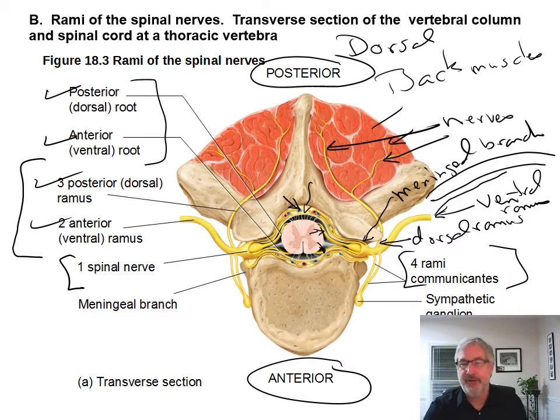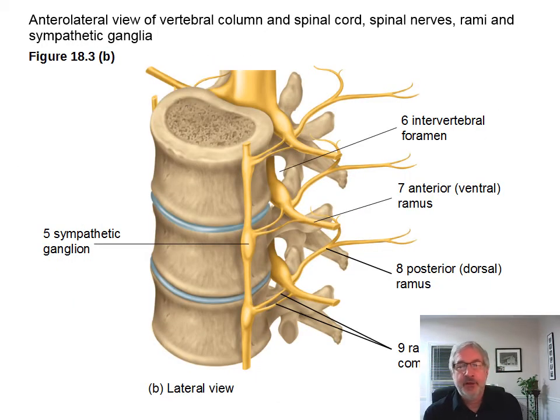Okay, so you have the roots come off the spinal cord, come into a spinal nerve, and they branch. You have these different rami coming off of the spinal nerve. Okay, next slide. Here's what's called an anterolateral view of the vertebral column and the spinal cord.